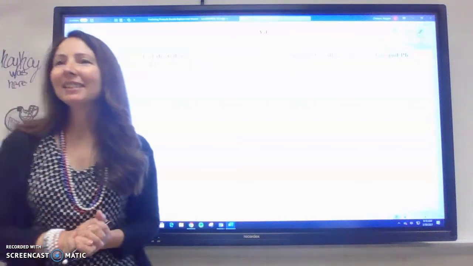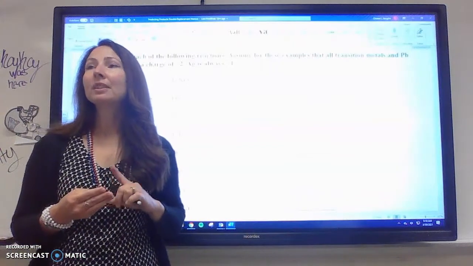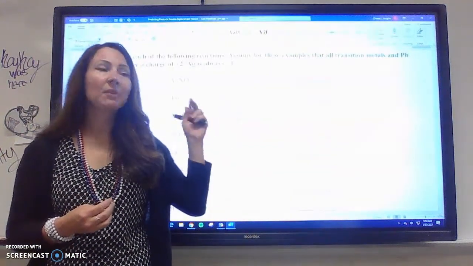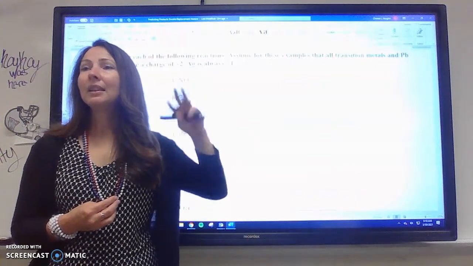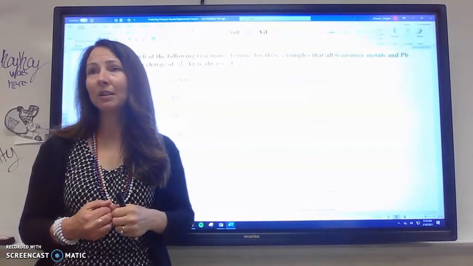All right, so for this lesson, we're going to go over predicting products. You're going to have three different types of reactions. There's going to be the replacement reactions, single replacement, double replacement, and then there will be combustion, because combustion are the easiest ones to predict products for.